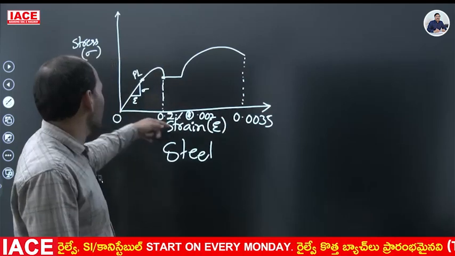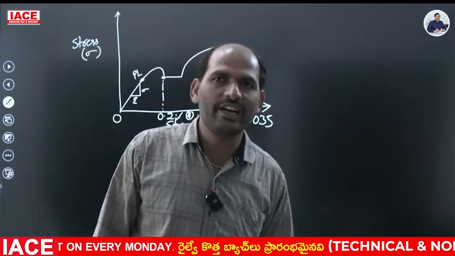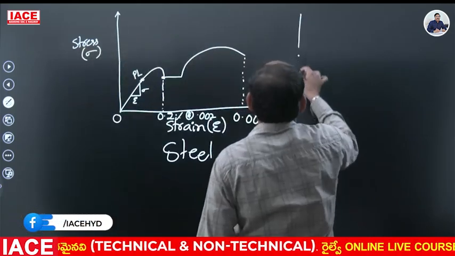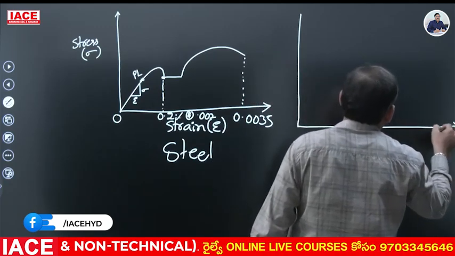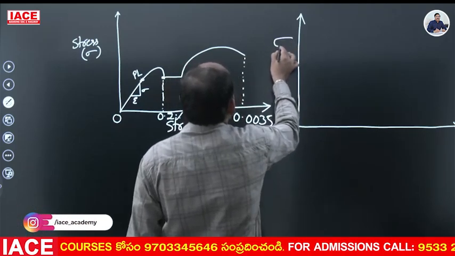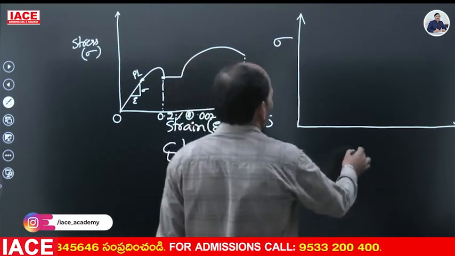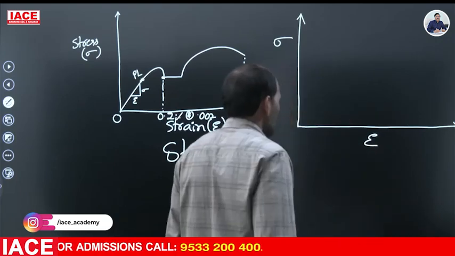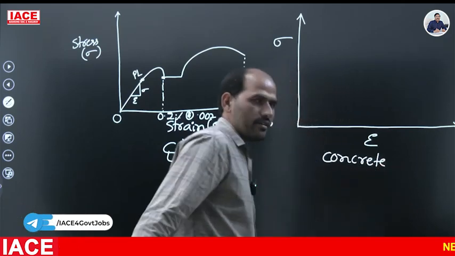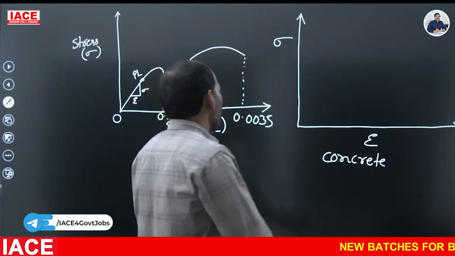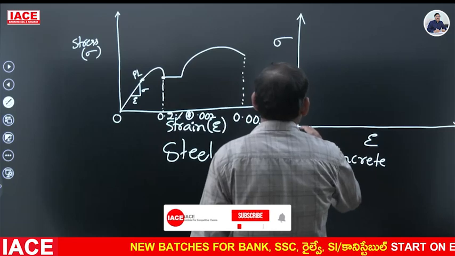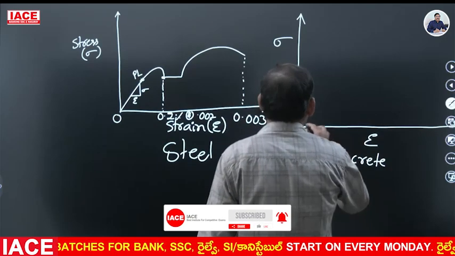So this is the stress and strain curve of the steel, but we need the stress and strain curve of the concrete. Here we take the stress and strain curve of the concrete. We know the y-axis is taken as stress and the x-axis as strain. So this is concrete. From the origin, if you apply the load, the curve goes like this.